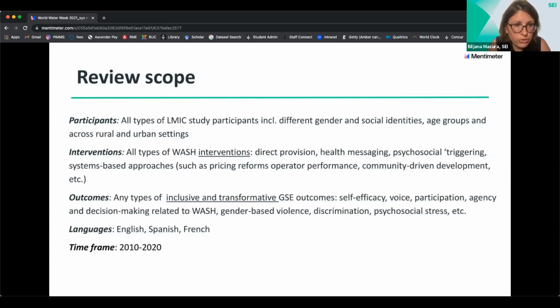It is also important to emphasize that we are including any types of WASH interventions, such as infrastructure provision, health messaging, triggering, system-based approaches, et cetera.